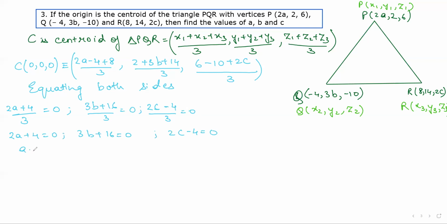So your a value is equal to minus 2. b is equal to minus 16 upon 3. And c is equal to 2. These are your required values.